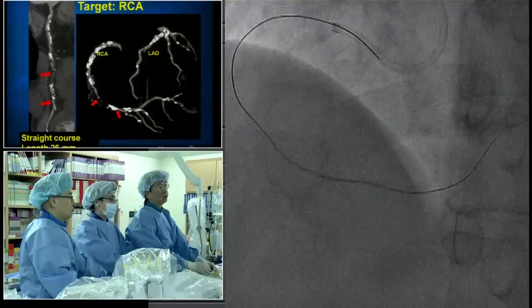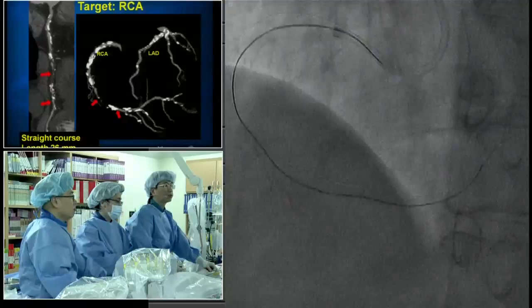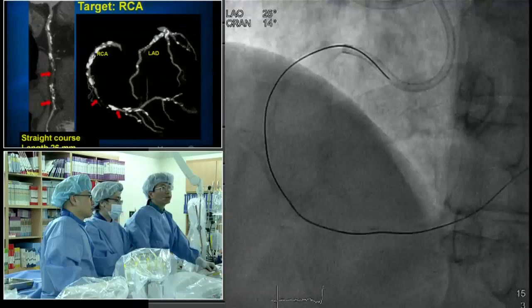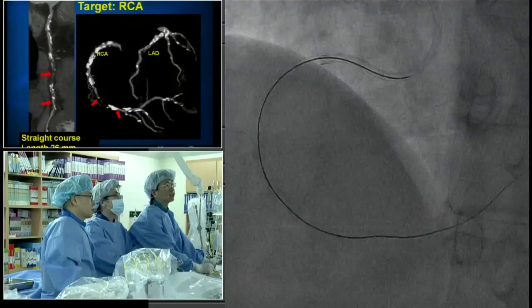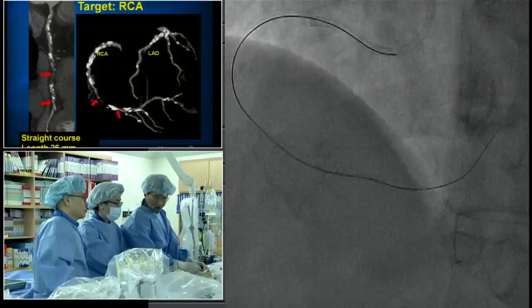What is it? 10? Advanced? Yeah, a little bit advanced. However, no marked advance. 12, 14, okay. And I wanted to guide, and during depletion, I want to push the balloon slowly, deplete.